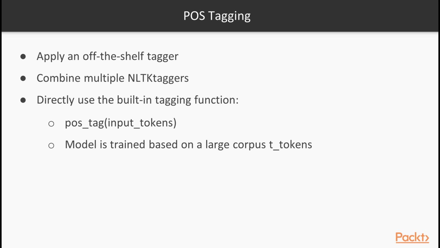Next, we have POS tagging. We can apply an off-the-shelf tagger or combine multiple NLTK taggers to customize the tagging process. It is easy to directly use the built-in tagging function pos_tag, as in pos_tag, and in parenthesis we pass input tokens, for instance. But behind the scenes, it's actually a prediction from a pre-built supervised learning model. The model is trained based on a large corpus composed of words that are correctly tagged.